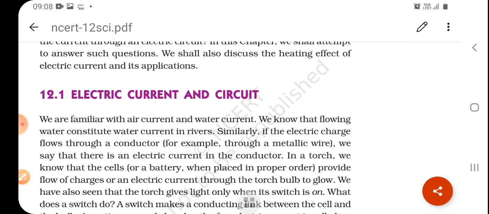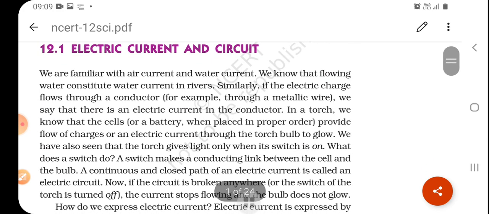What is the electric current? The flow of electric charge through a conductor. What is the medium? Any conductor or metallic wires. We say that there is an electric current in the conductor. For example, in a torch the cells or batteries, when placed in proper order, provide flow of charges or an electric current through the torch. Everyone has a torch, and you can see there are batteries used inside it, known as cells. That leads to the glow of the bulb.